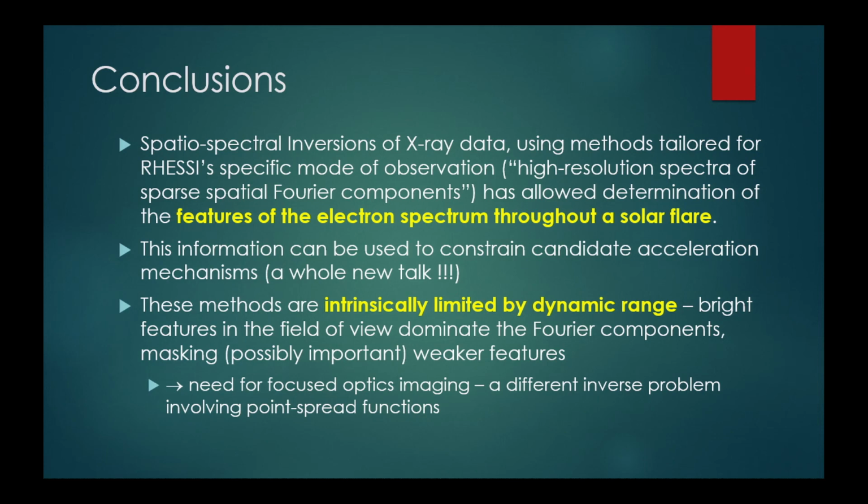I mentioned we couldn't do this 20 years ago. We can now. And NASA is currently exploring various possibilities for doing direct imaging in these energy bands, which is a whole different type of inverse problem involving not so much Fourier components as deconvolution of point spread functions of the instrument itself.